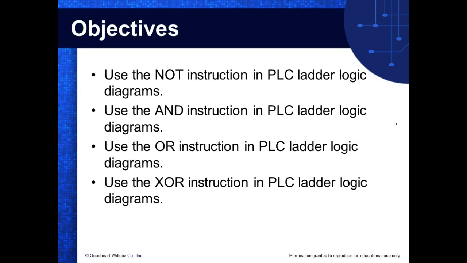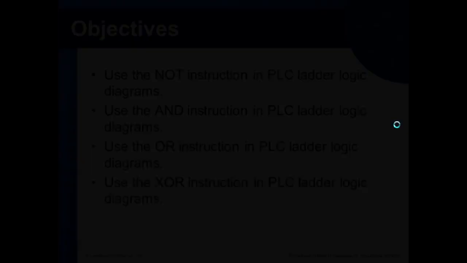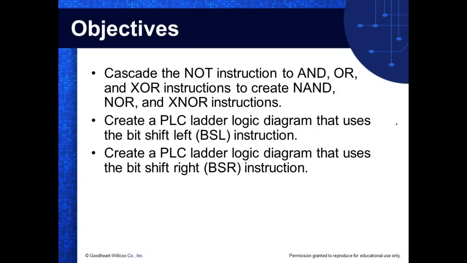But you have to understand that I can combine a NOT with an AND and get a what? A NAND. I can combine a NOT with an OR and get a what? A NOR, and I can combine a NOT with an exclusive OR and get an exclusive NOR. So we don't have to have those instructions, I can just take what I have and then invert or complement it. So these are the four basic instructions we have available to us. Cascade the NOT instruction to an AND or exclusive OR.